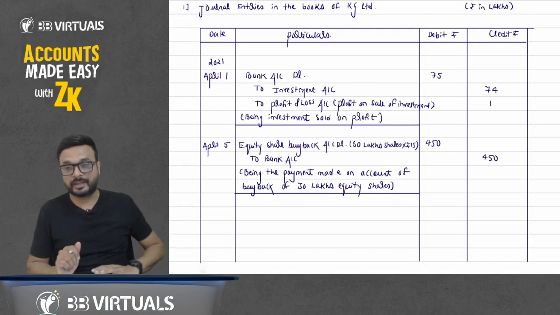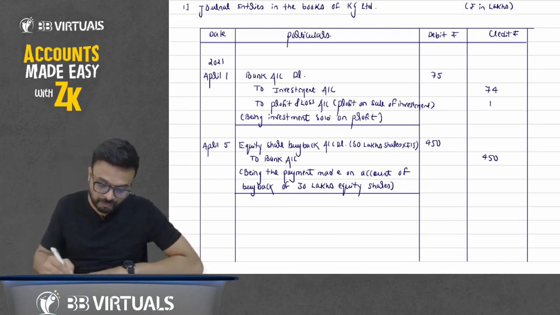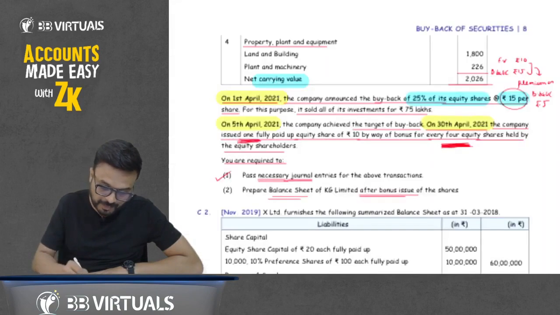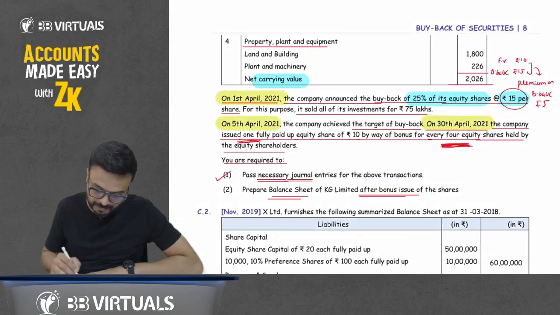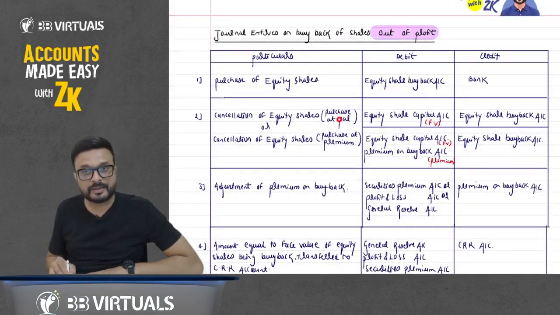Okay, 30 lakhs equity shares. Now we have to cancel it. What will be the next entry here? We have purchased it, and the next entry is the cancellation. Whether we have purchased at par or at premium, we have purchased at premium. So now we will cancel it.